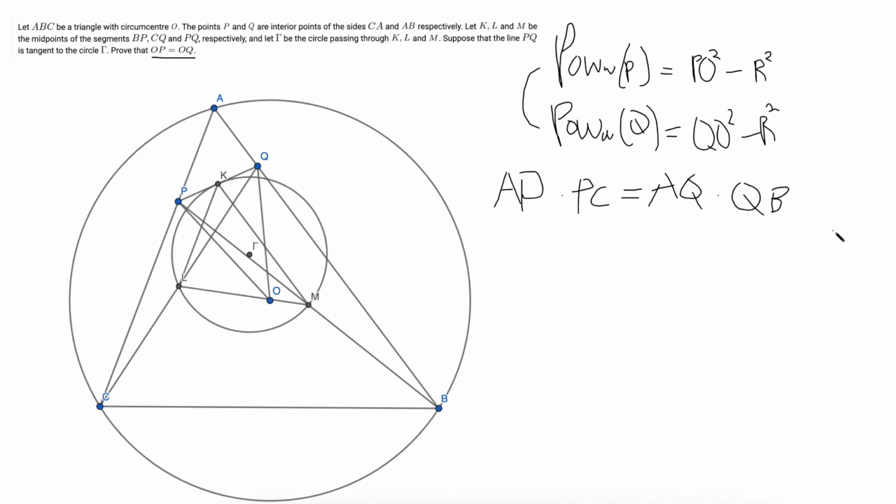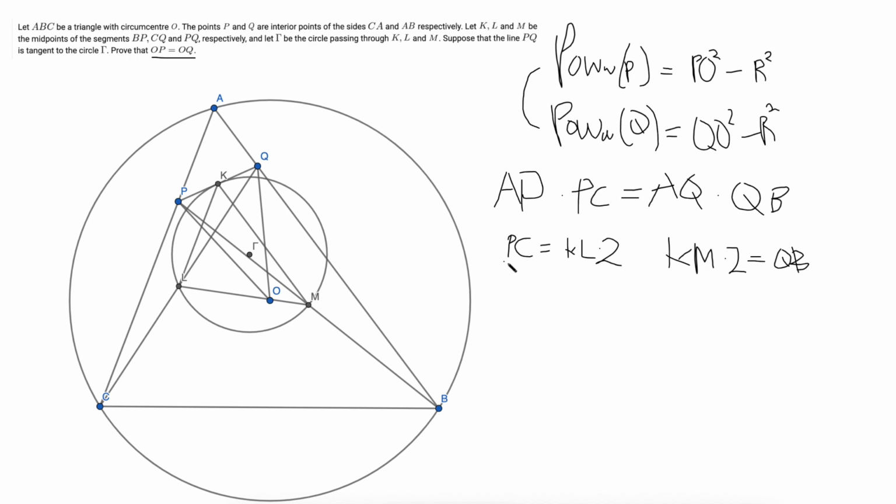Now that we have this equation, we can use the midpoints. We can use K, L, and M. Because notice that K is the midpoint of PQ, and L is the midpoint of CQ. So therefore, PC must be equal to KL times 2. And similarly, KM times 2 equals QB.